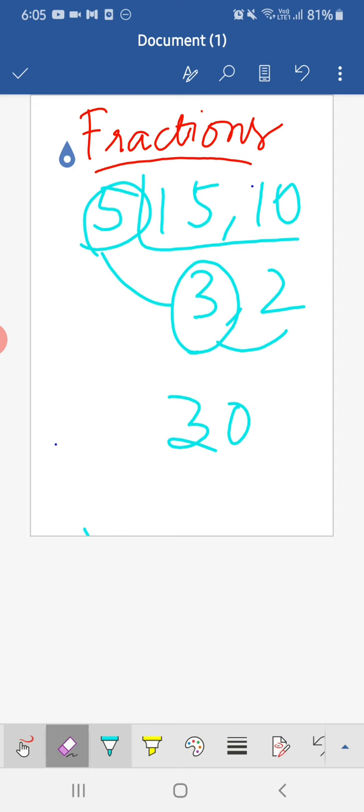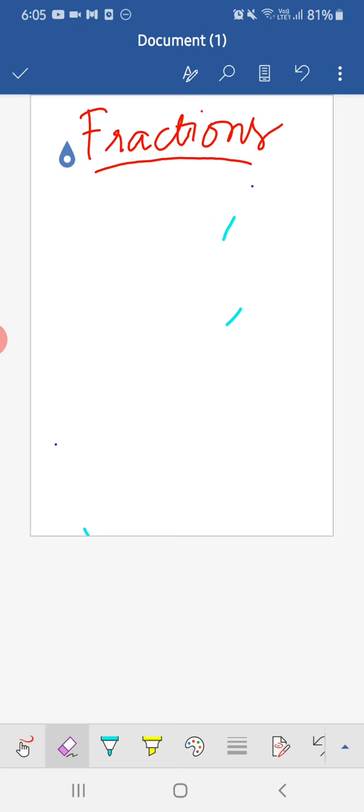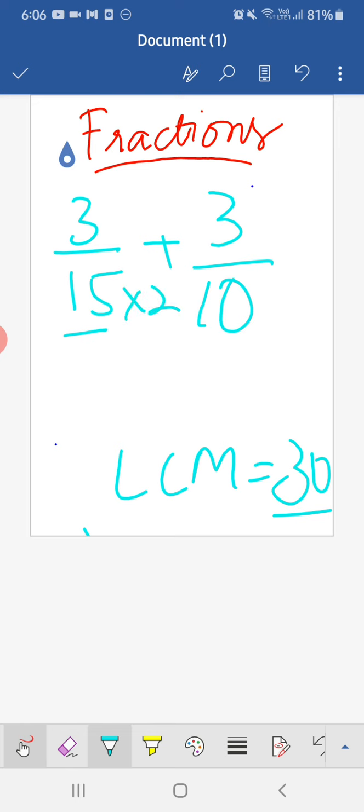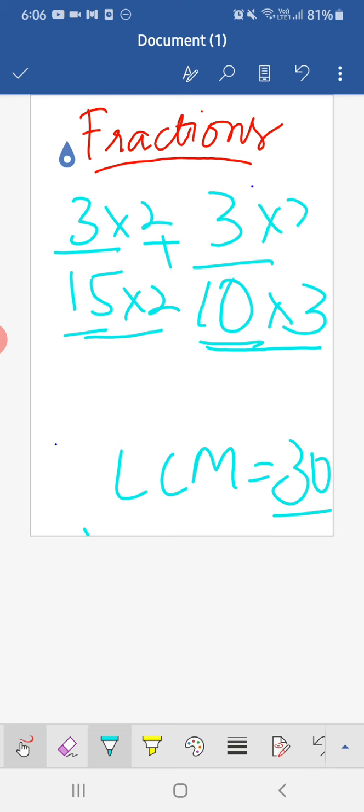Now what was our question before? I'll just write the question again. It was 3 by 15 plus any number you can take, I'm taking the denominator as 10, suppose. So here what was the LCM? We got LCM as 30. Now in the 15 table, how many times will 30 come? 15 2s are 30, and 10 into 3 is 30. Now that you have multiplied 2 in the denominator, you also need to multiply 2 in the numerator. Now that you have multiplied 3 in the denominator, you need to multiply 3 in the numerator also.